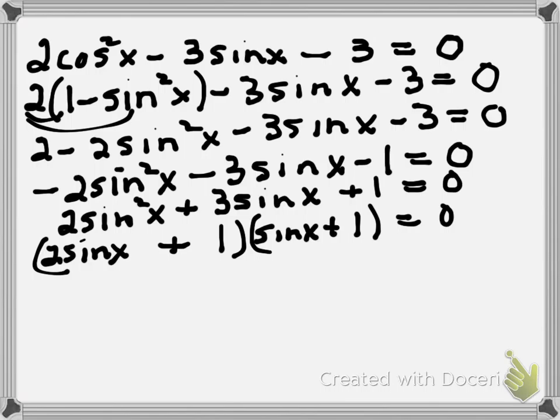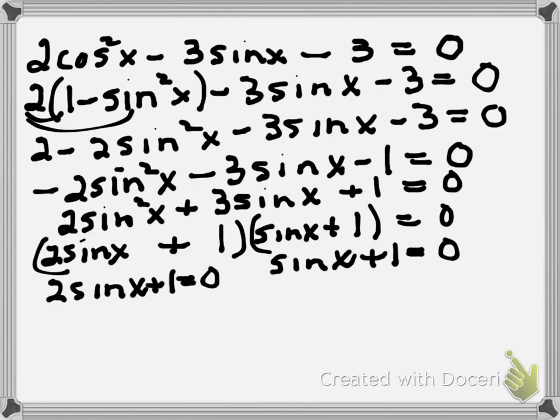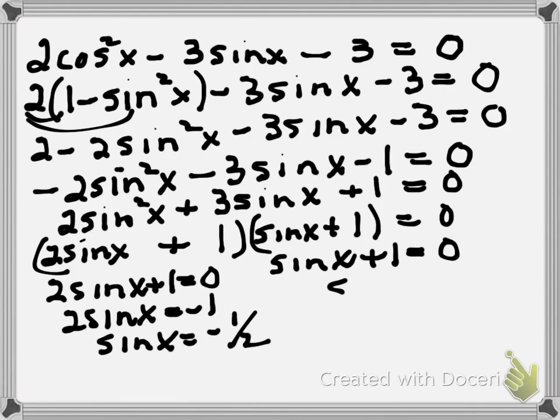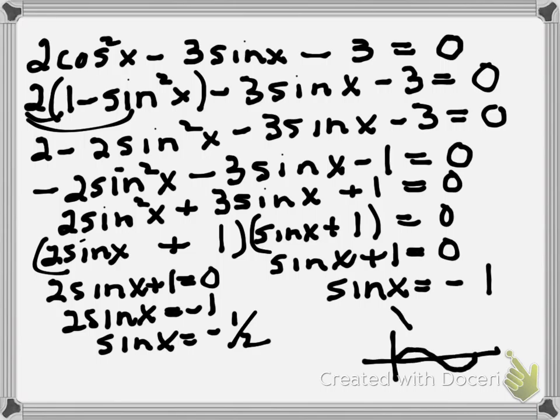Now I'm right back to the problems that we did earlier. I have 2 sine x plus 1 equals 0, and sine x plus 1 equals 0. 2 sine x equals negative 1, sine x equals negative 1/2, and sine x equals negative 1. Again, we already talked about looking at the sine graph. The sine is equal to negative 1 at 3 pi over 2. That's one answer. And the sine of 30 is equal to positive 1/2.